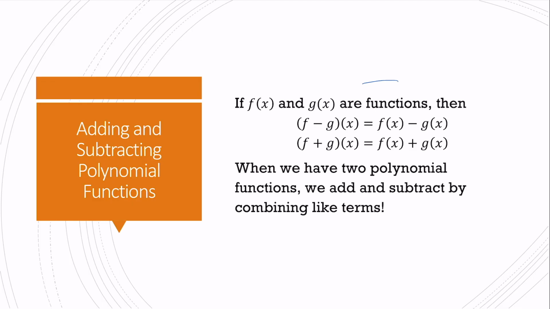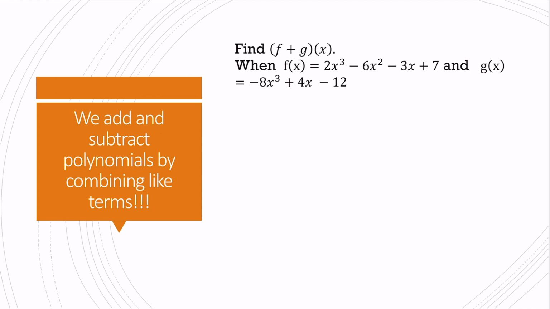And when I'm working with these polynomial functions, what I can do is perform operations on them, like multiplication, subtraction, and addition, and they'll still be functions, right? So when I have 2 polynomial functions, I can add them or subtract them by combining like terms. So let's take a look at a couple examples. So I want to find f plus g of x when f of x is 2x cubed minus 6x squared minus 3x plus 7, and g of x is defined by negative 8x cubed plus 4x minus 12.